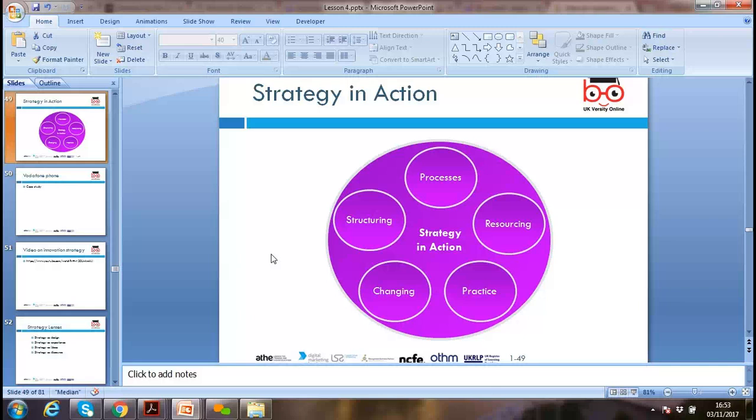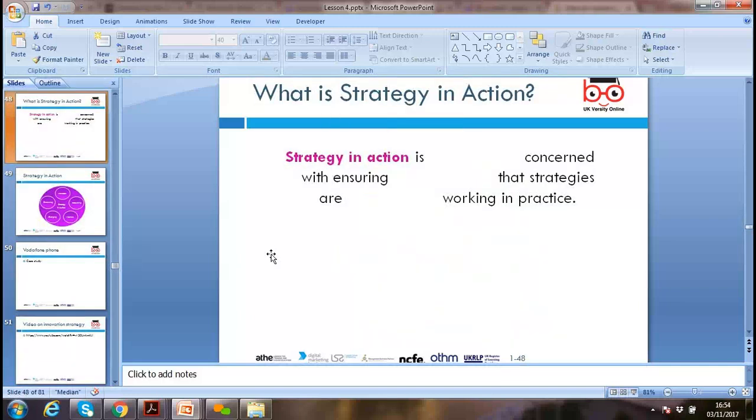We can reduce the processes, and consider resourcing, where we can get the resources. Like I discussed in the previous lessons, the 3Ms: man, money and material. Those are very important resources for the success of any organization. For strategies in action and practice, which technique, which management or leadership style will be implemented for change? If we want to change something, we need to look at the structure of our organization.